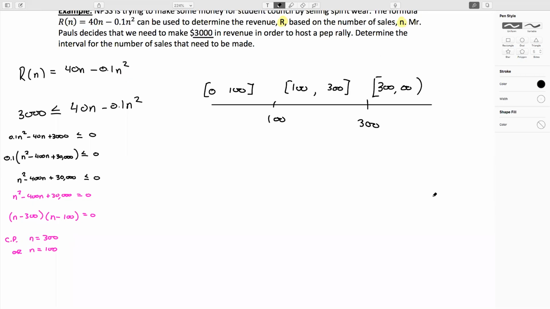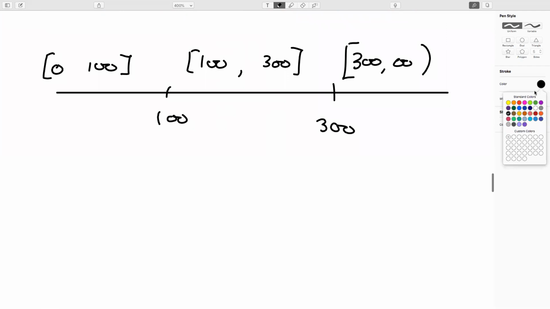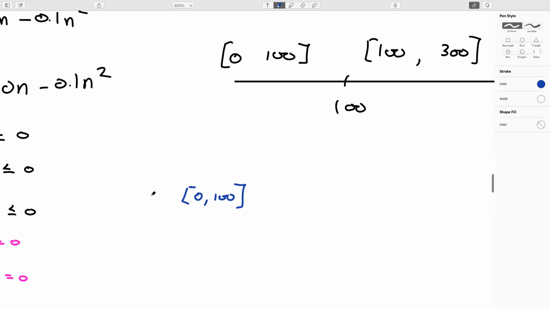So we need to test a number from each one, and we need to figure out which regions or region is our solution set. So let's do the first one, from 0 to 100. Now, I like using small numbers, so let's use 0 or 1. We've got our equation. What's our equation again?